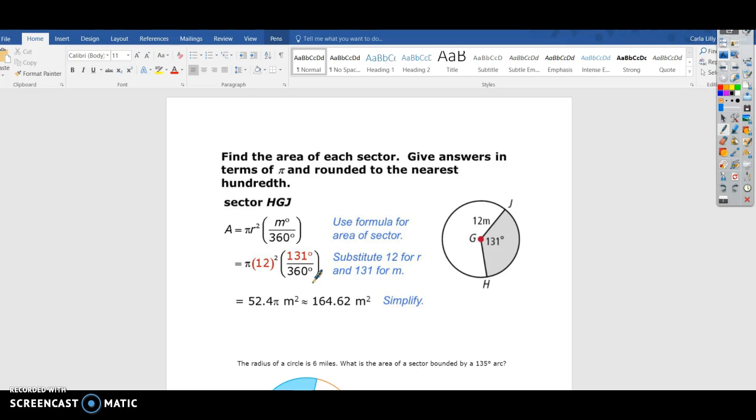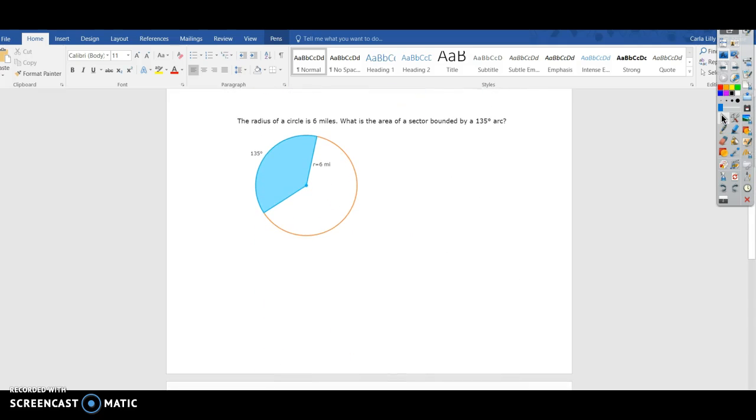So if you multiply this out, 52.4 pi meters squared, that gives it in terms of pi, and that is approximately 164.62 meters squared. So these are two different ways to represent the area of that circle. Both of those are correct. It just depends on what you're doing as far as the problem that you're working on.